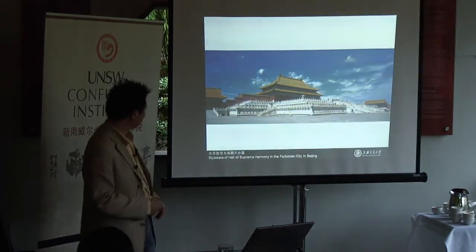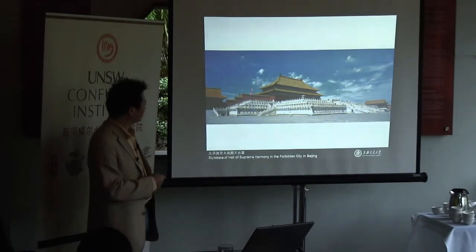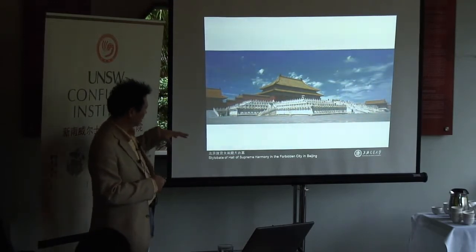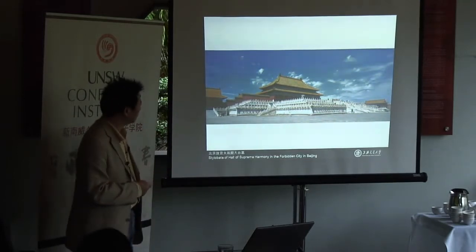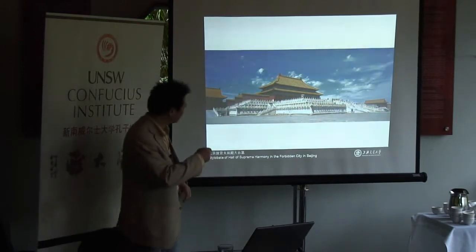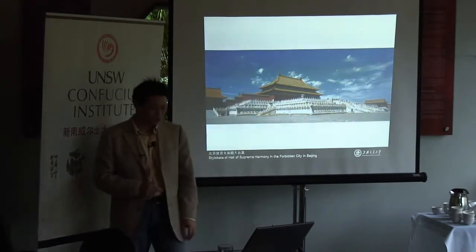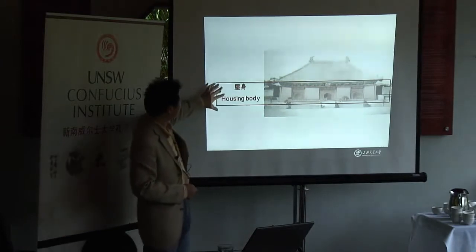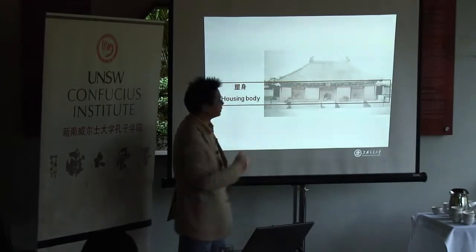But this is Beijing, the Forbidden City. The most important hall in the Forbidden City is the Taihe Dian, on a platform with three stages. It's a very important building, so it has three stages. The second part of the house is the housing body. We see this red area.